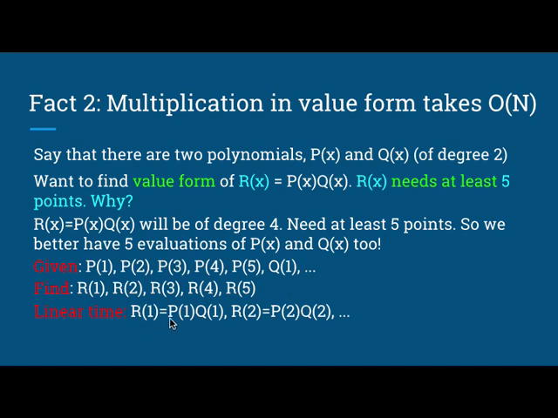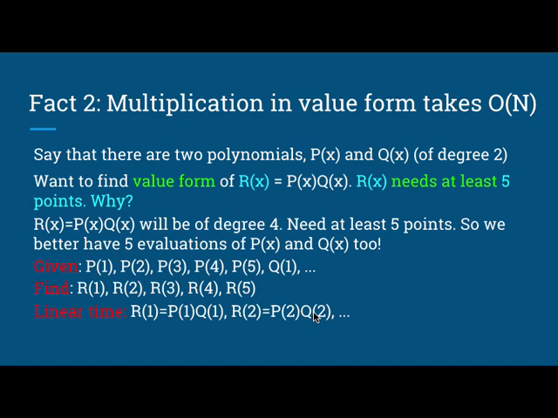Well, r of 1 is nothing but p of 1 times q of 1. Easy, right? Why? Because just take a look at this, right? Plug in 1. r of 1 is p of 1 times q of 1. What is r of 2? p of 2 times q of 2. r of 3, r of 4, r of 5. Linear time, just 5 multiplications. That's it. Question so far? You believe me? Okay, good.